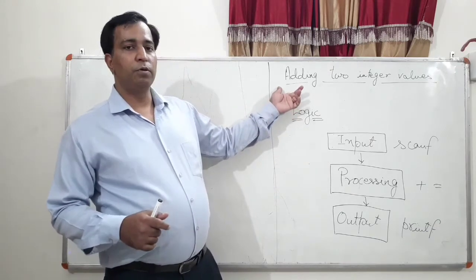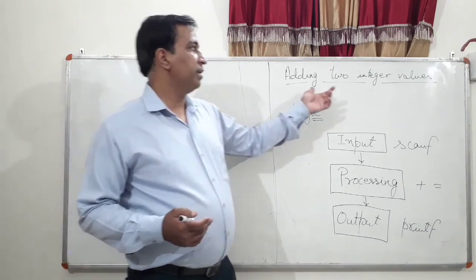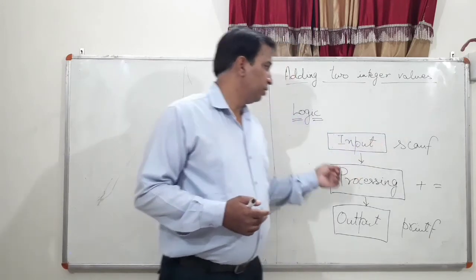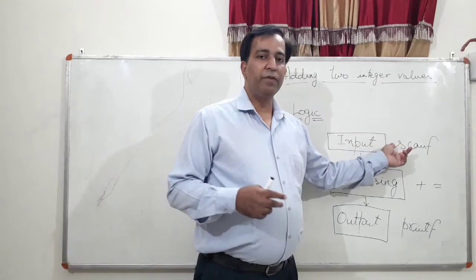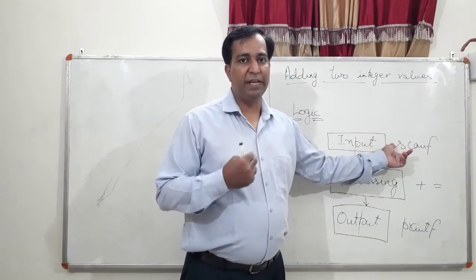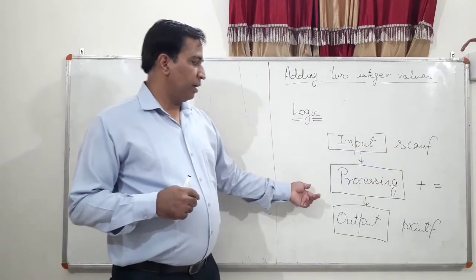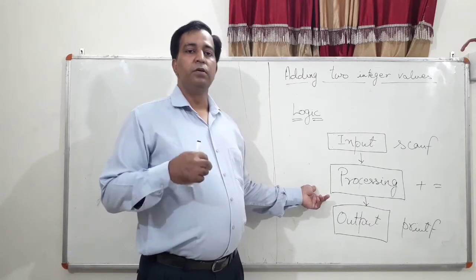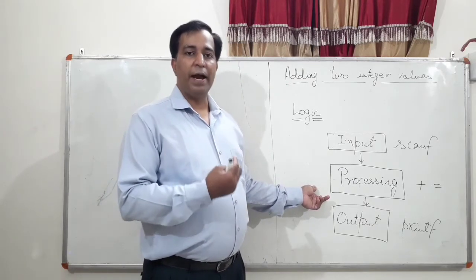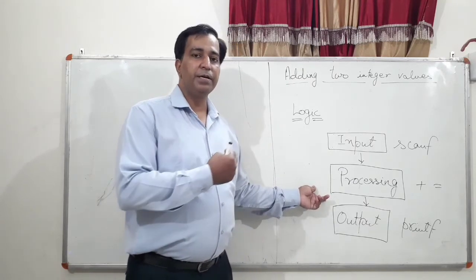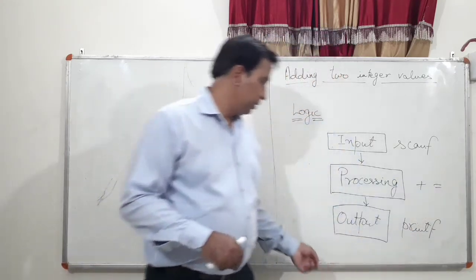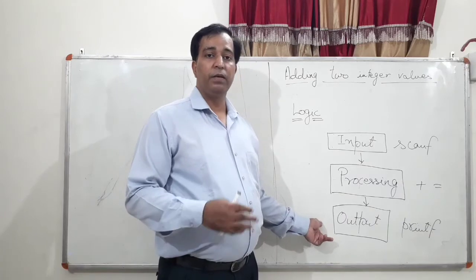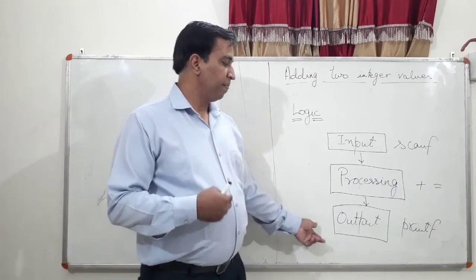Our problem is adding two integer values. So we'll be taking input, which means the input will be taken with the help of scanf. Two integer values will be taken. Right? Now processing. For processing, we need to add them and assign the result to the third variable. So addition and assignment operators will be used, and then output. The result will be displayed.